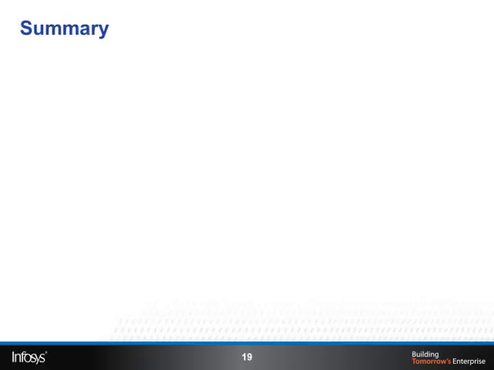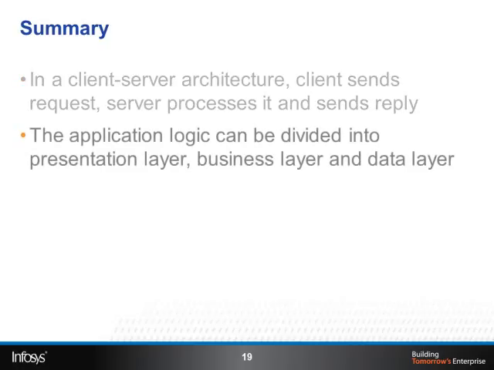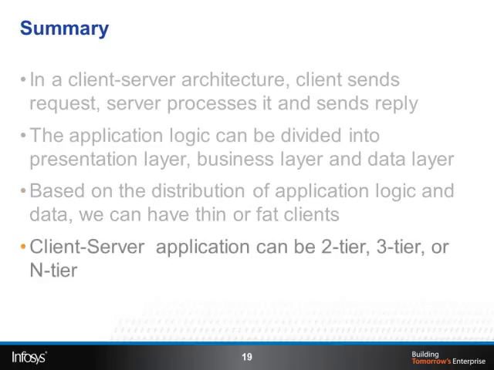Let us summarize what we have learned. In a client-server architecture, client sends request. Server processes it and sends reply through communication network. On the basis of functionality, the client-server application is divided as presentation layer, business layer, and database layer. Based on the distribution of application logic and data, we can have thin or fat clients. Client-server application can be 2-tier, 3-tier, or multi-tier.